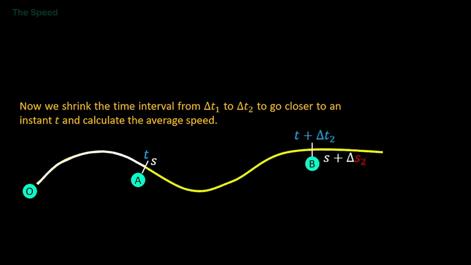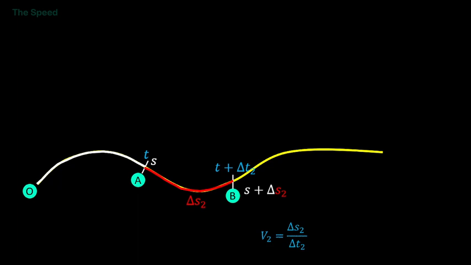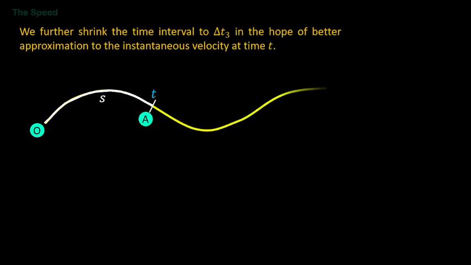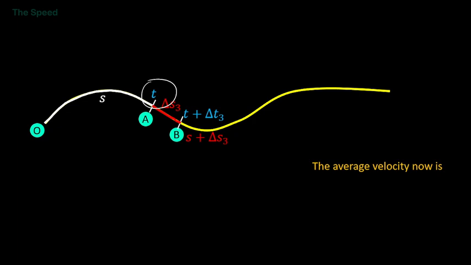Now we shrink the time interval from delta t1 to delta t2 to go closer to an instant t and calculate the average speed. Now the average speed is v2 equal to delta s2 upon delta t2. We further shrink the time interval to delta t3 in the hope of a better approximation to the instantaneous velocity at time t. Now we are closer to the moment t at which the speed is to be calculated. The average velocity now is v3 equal to delta s3 divided by delta t3.